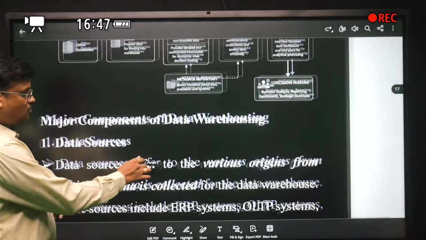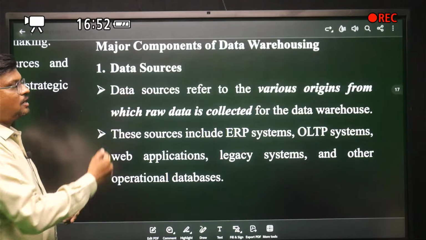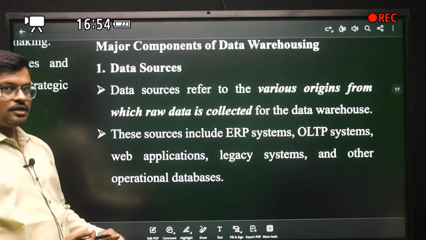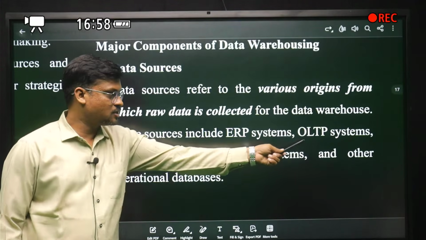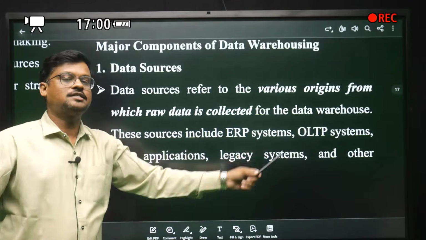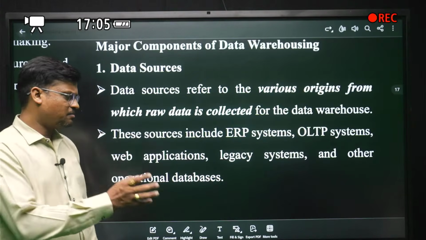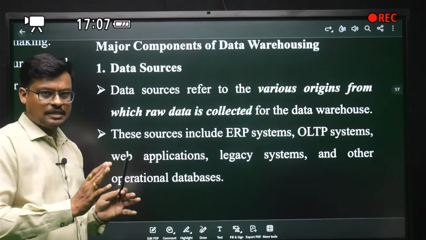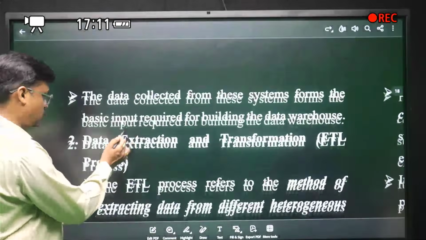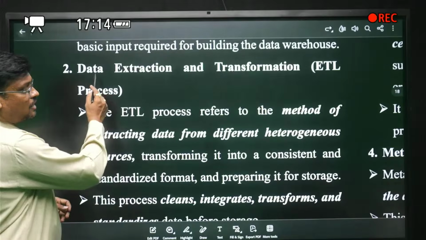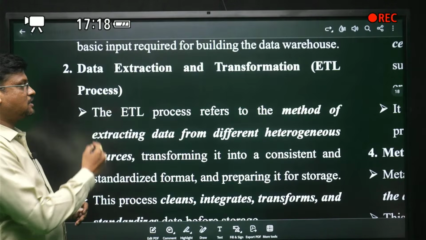Okay, dear. So these things we have discussed with some theoretical concepts. Like data sources, you will be able to integrate the data from various resources. It may include the ERP systems, OLTP systems, the online transaction processing of your organization, and historical data of your systems. The same diagram we kept in the form of a simple theory. Okay, dear. The second one is the ETL process. What is the ETL process? Data extraction and transformation. That is called the ETL process.